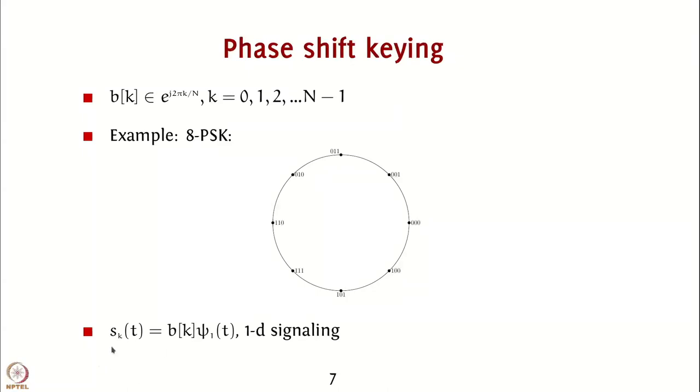In terms of our signal's perspective, s_k(t) can be treated as b_k times psi_1(t), where psi_1 is the waveform that you use for signaling. For example, it can be a rectangular pulse or a sinc or so on. And it's a one-dimensional signal because the same signal is being scaled by just a unit magnitude and phase varying complex number.